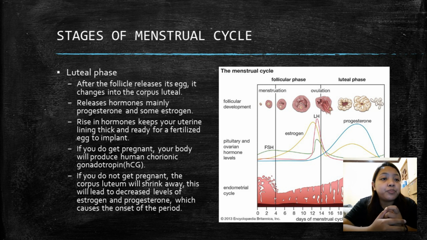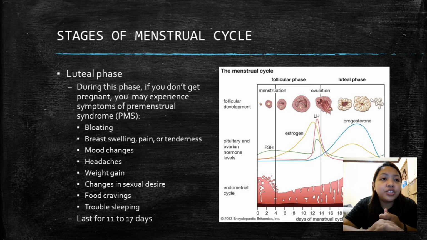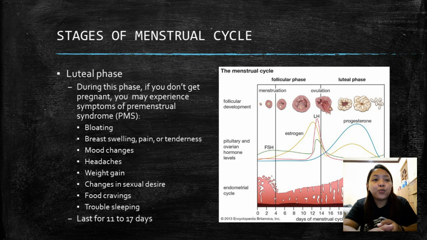And if you do not get pregnant, the corpus luteum will shrink away. This will lead to decreased levels of estrogen and progesterone, which causes the onset of the period. During this phase, if you do not get pregnant, you may experience symptoms of premenstrual syndrome, called PMS. Its symptoms are bloating, breast swelling, pain and tenderness, mood changes, headaches, weight gain, changes in sexual desire, food cravings, and trouble sleeping. It lasts for 11 to 17 days.